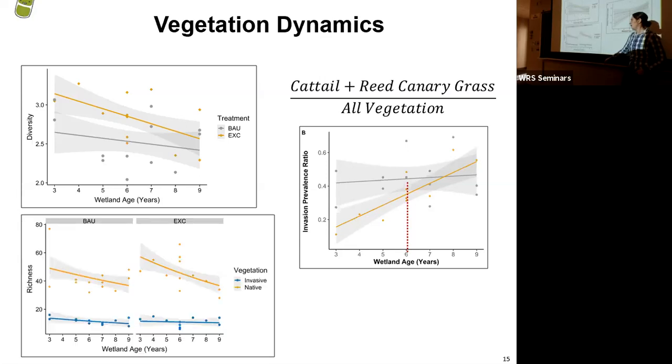So here we have business as usual sites on the left, excavated sites on the right. Native species are shown in gold, and invasive species are shown in blue. We're looking at species richness, and what you can see is that there isn't a difference in native species richness at excavated sites versus business as usual sites. That's important because it suggests that the alternate hypothesis about what's going on with native and invasive species with regard to excavation is probably accurate.